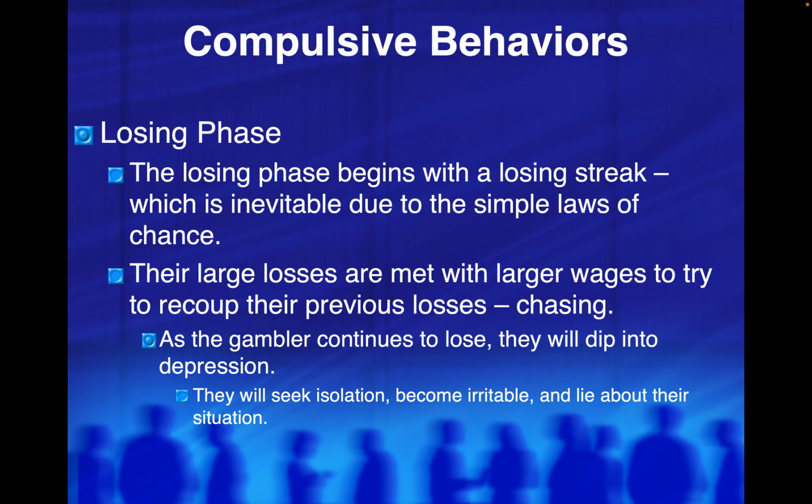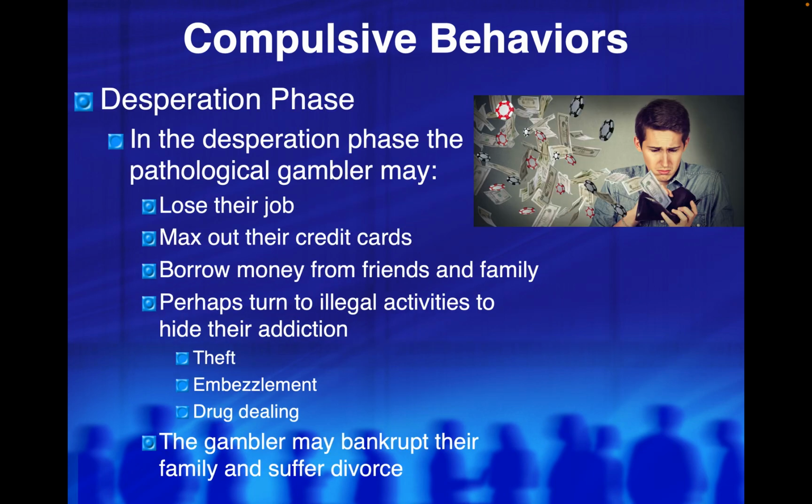Losing phase: the losing phase begins with a losing streak, which is inevitable due to the simple laws of chance. Their large losses are met with larger wagers to try to recoup their previous losses, and this is known as chasing. As the gambler continues to lose, they will dip into depression. They will seek isolation, become irritable, and of course they'll lie about their situation, especially to their spouse. Luckily, this guy wasn't married, so he didn't have to lie to anybody.